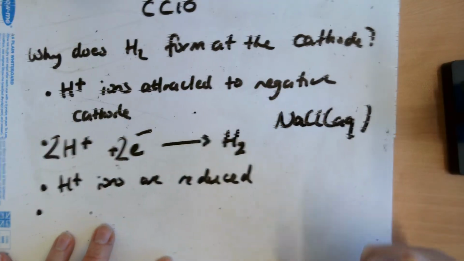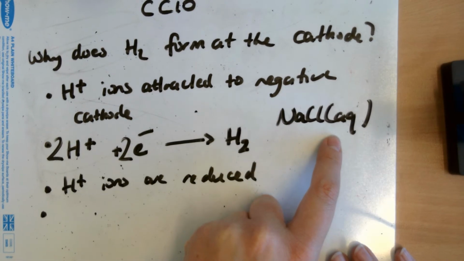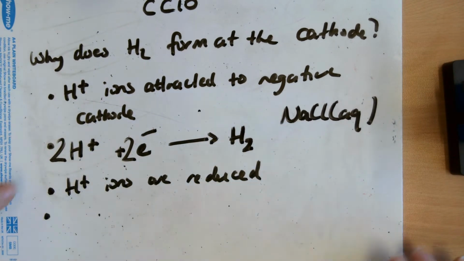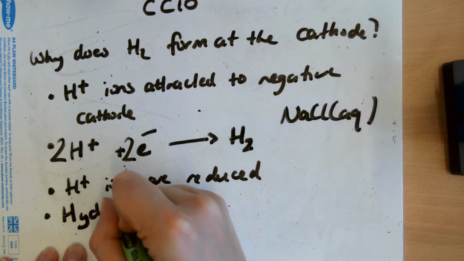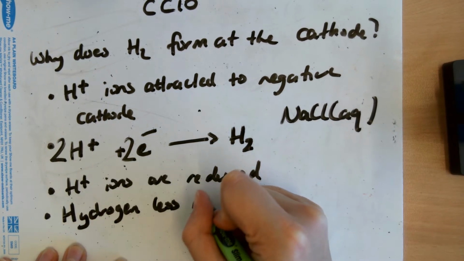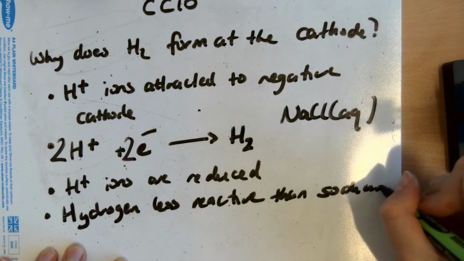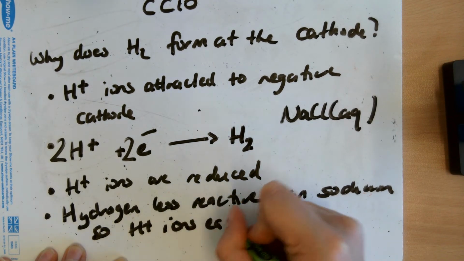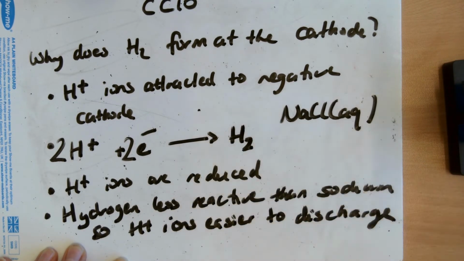The other thing that you could say, for example, if you were electrolyzing sodium chloride, aqueous. As well as having H plus ions in solution from the aqueous, you've also got Na plus ions in solution from the sodium. So why is it the hydrogen ions that get reduced and not the sodium ions? You could say hydrogen is less reactive than sodium, so H plus ions are easier to discharge. And by discharge, I just mean remove the charge.